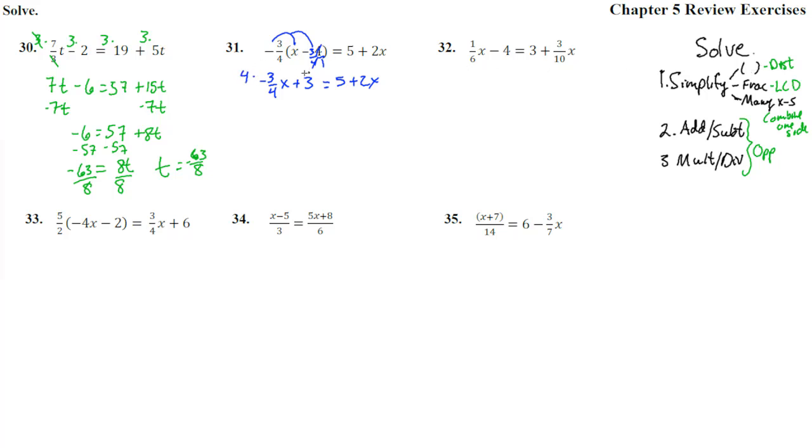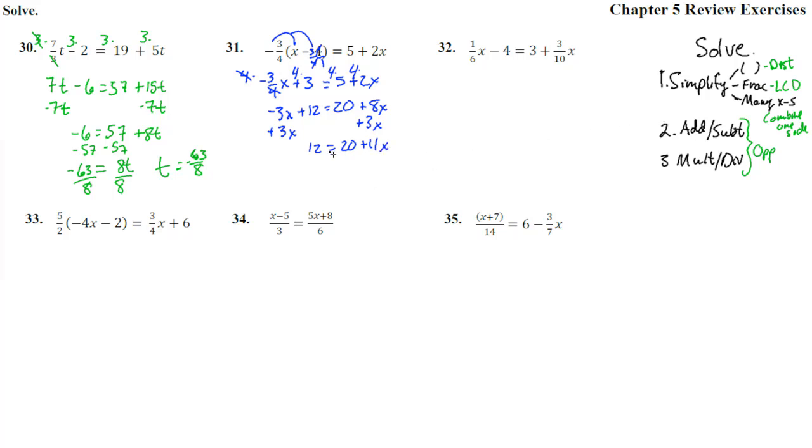Okay, so we got rid of parentheses, now fractions. Times by 4, times by 4, times by 4, times by 4. That's the least common denominator, so the 4's cancel, and we get negative 3x plus 12 equals 20, sorry, no x on that guy, 20 plus 8x. Okay, now we've got many x's. Wow, this has everything in it. Plus 3x from that side, plus 3x from this side, and we get 12 equals 20 plus 11x.